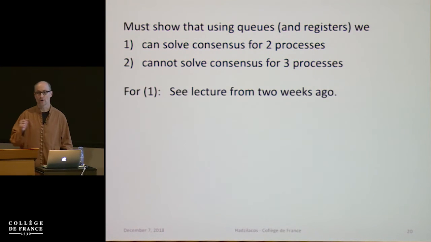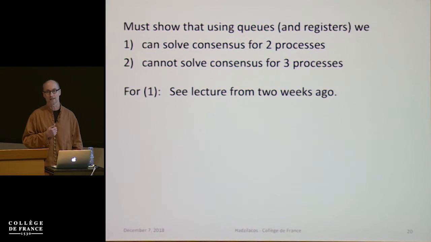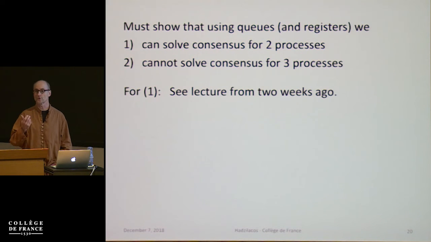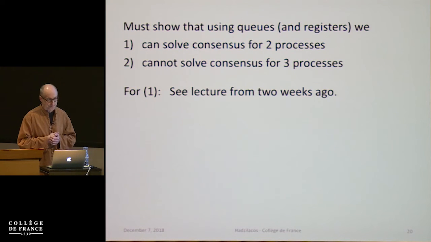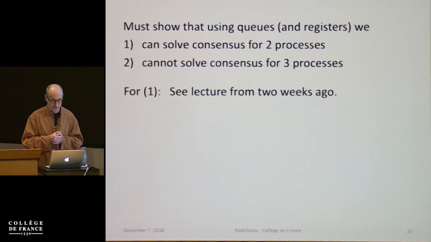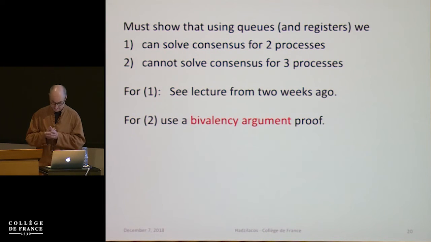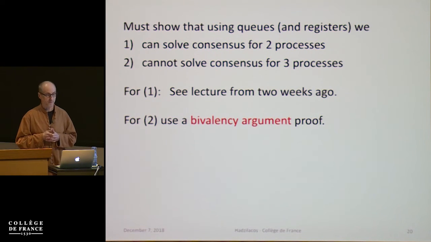Now, the first part I will not do because, again, Rachid did it a couple of weeks ago. He showed you how 2 processes can use a queue that was initialized to contain 2 elements, called winner and loser, to solve consensus between the 2 of them. If you don't remember, you can go back to that lecture, or you can think about it on your own. For 3, it is a bit harder.